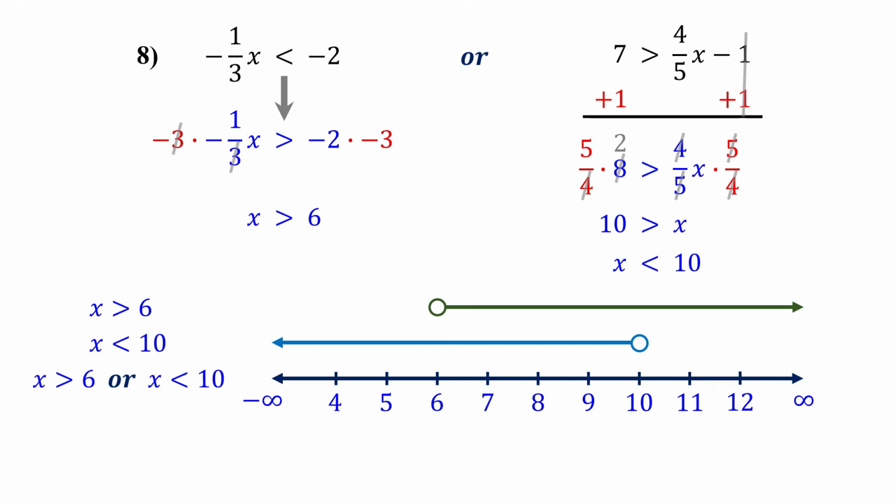Since this is an or compound inequality, a number just needs to satisfy one of the inequalities to be a solution, right? All numbers greater than 6 satisfy the first inequality, so they are solutions, and that includes 10. All numbers less than 10 satisfy the second inequality, so they are also solutions, and that includes 6. This means every number you can think of satisfies at least one of the inequalities. The two graphs together cover the entire number line. So the solution is all real numbers.